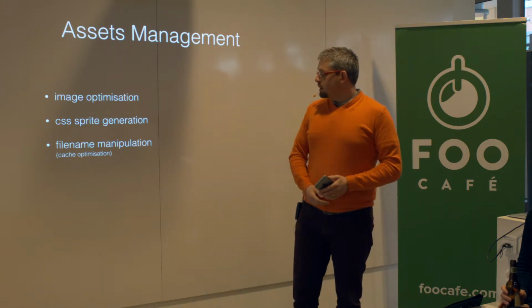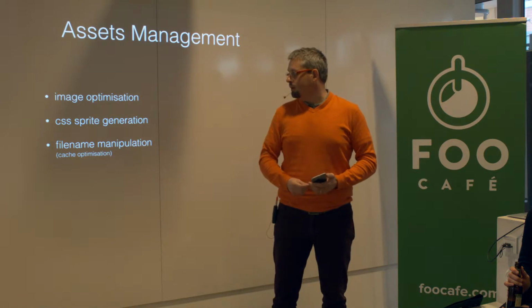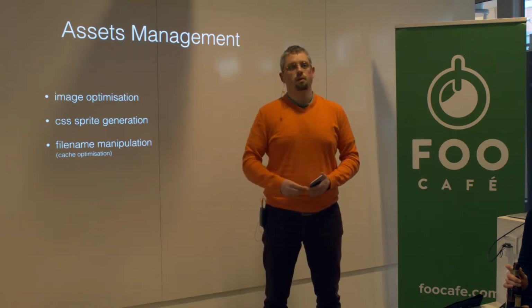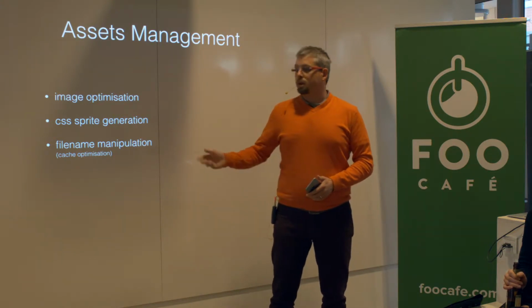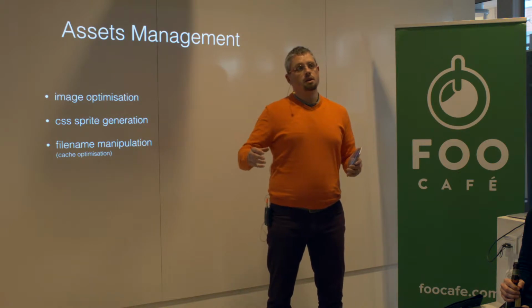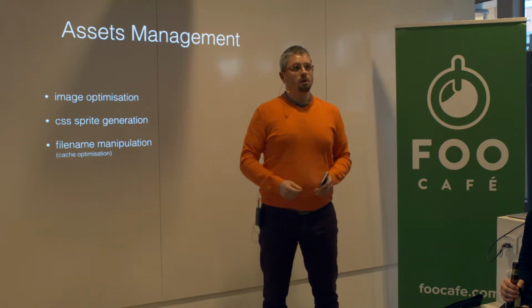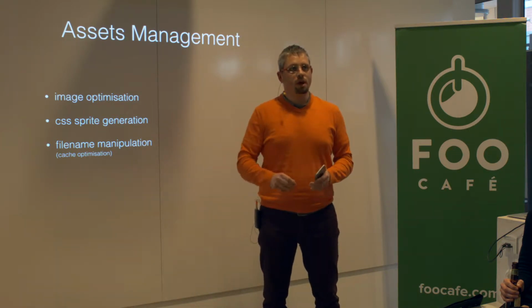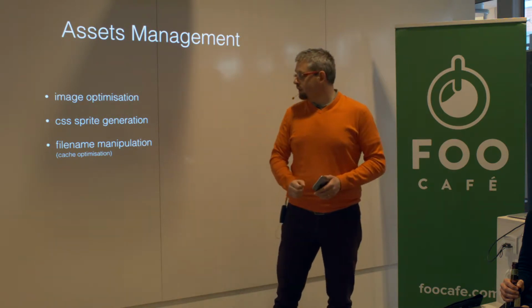CSS sprite generation. Okay, sprites are step by step going out of the picture with other ways to optimize images, but they are still used, and there are ways to take care of all the images that are used in CSS and automate the generation of a sprite, so you don't waste time manually composing the sprite and working out all the dimensions and the references.